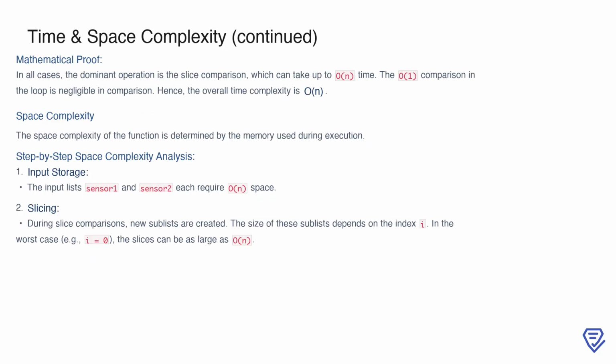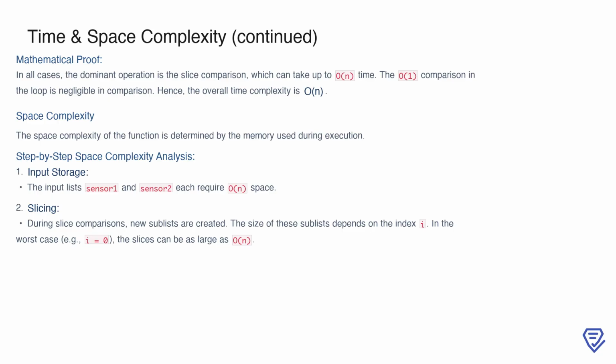Now, to mathematically prove the overall time complexity, it's clear that the dominant operation is the slice comparison, which can take up to O(n) time in the worst case. The O(1) comparison inside the loop is negligible in comparison to the slicing costs. Therefore, the overall time complexity of the bad sensor function is determined to be O(n).